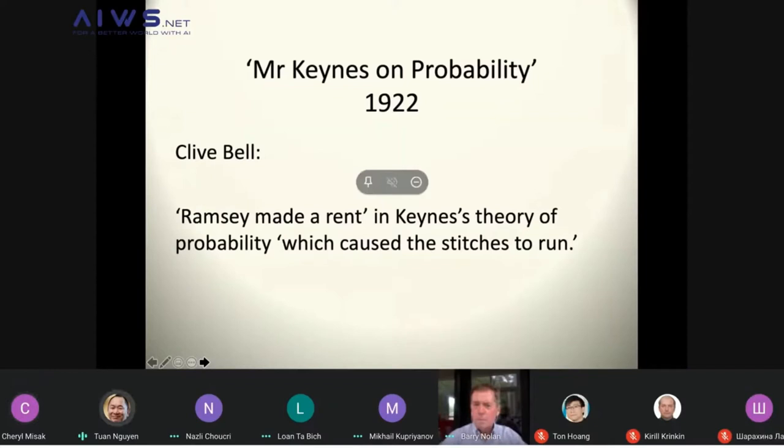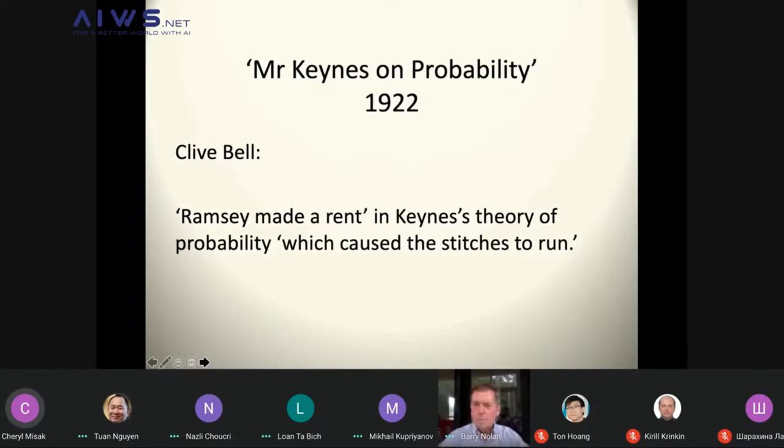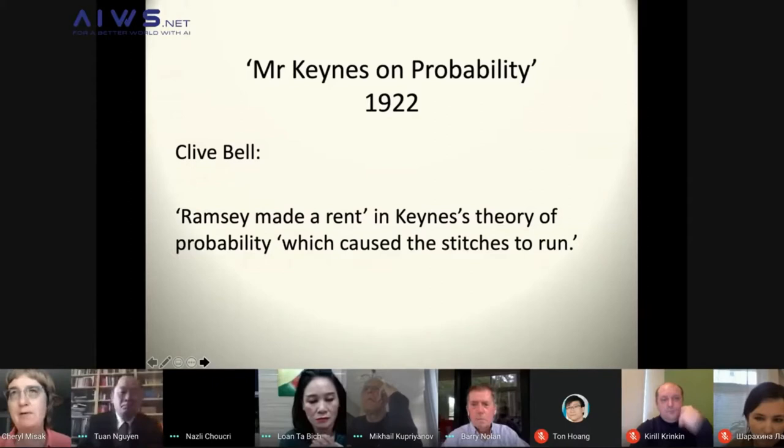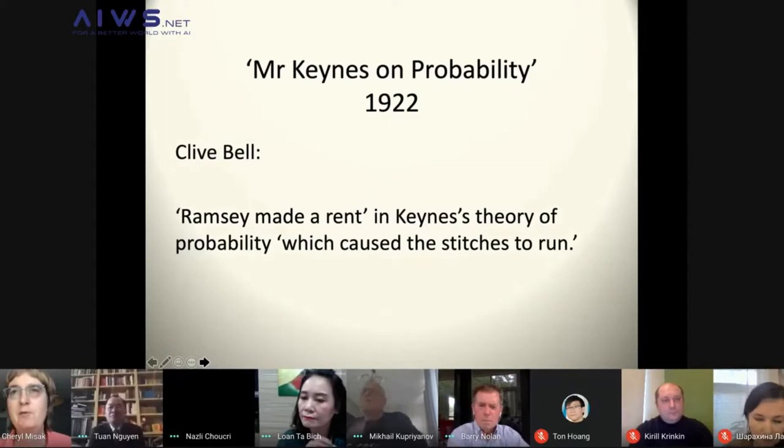So Keynes had written in 1921 a book that made a huge splash in the UK and really all over the world called A Treatise on Probability, where he argued for an objective account of probability, that probability was literally a relation between two propositions. And you could observe this, Keynes thought. It was an objective, observable relation between two propositions.